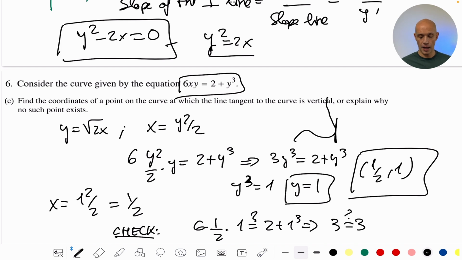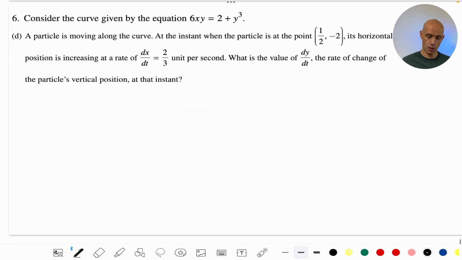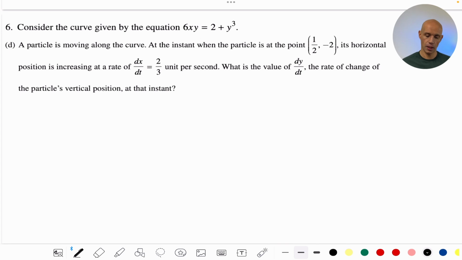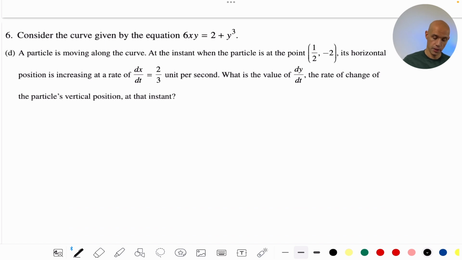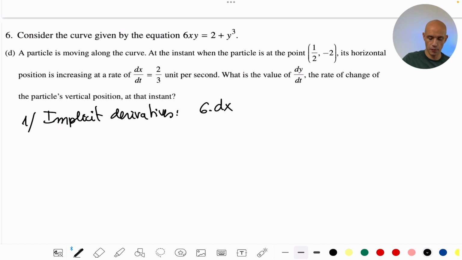Okay, so this curve may do something like this, and then you have a vertical line here. Now the last question, the last of the last, is about the particle moving. There are two ways to solve this problem. The first way is to do implicit derivatives, which I'm going to do now: 6 times the derivative of x with respect to time. It's not 1, it's the derivative of x with respect to time.